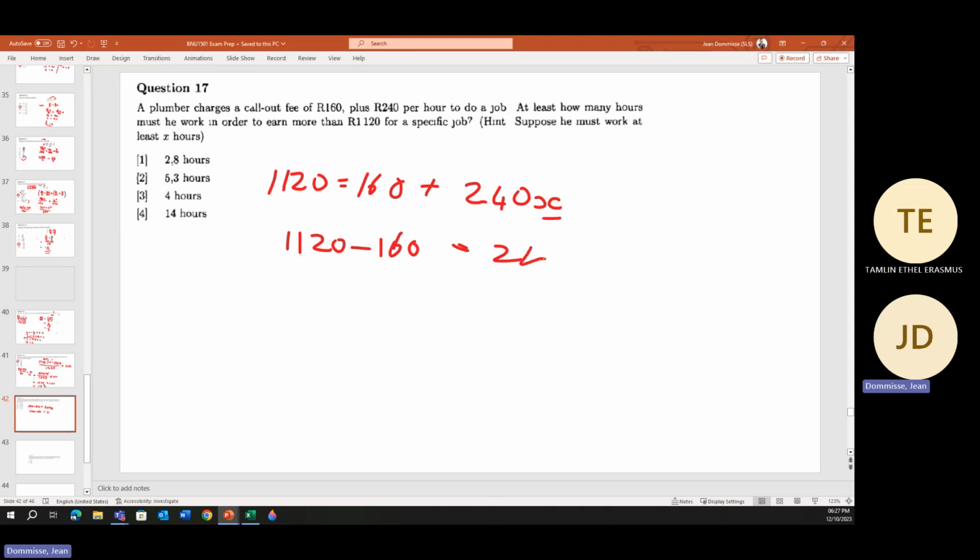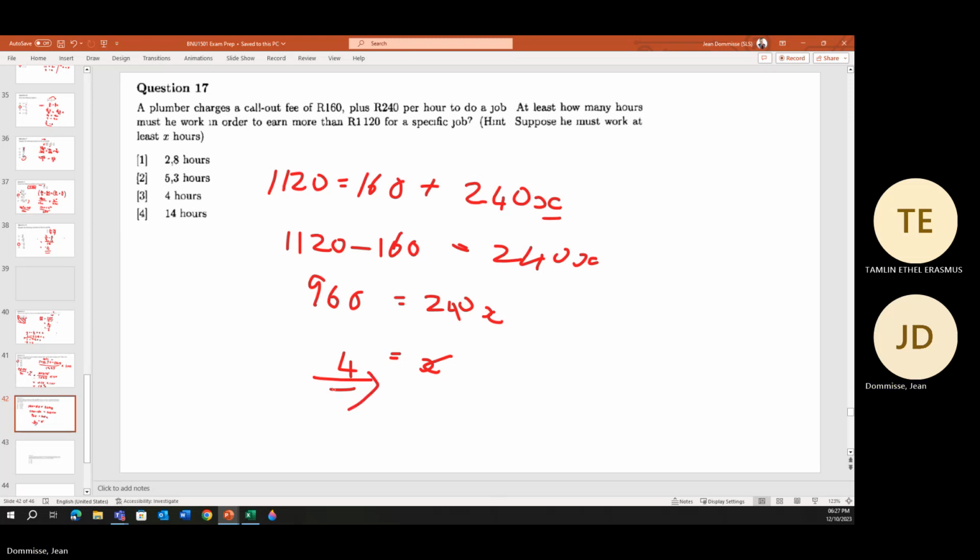And that will then be equal to 240 divided by X. So the question should have read a bit differently, but let's go on. 960 divided by 240 gives us 4. So he at least needs to work 4 hours.